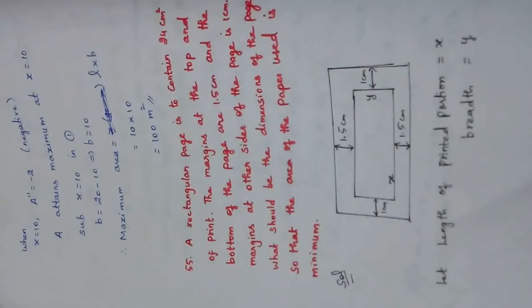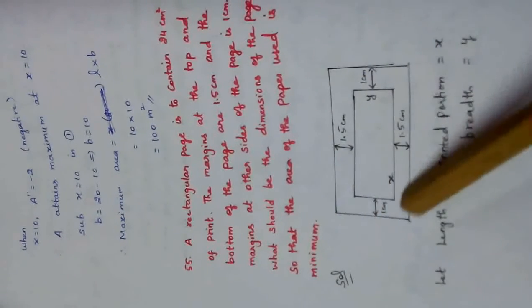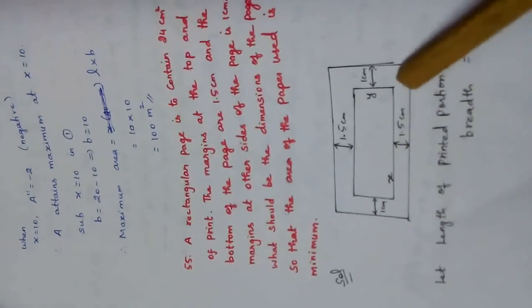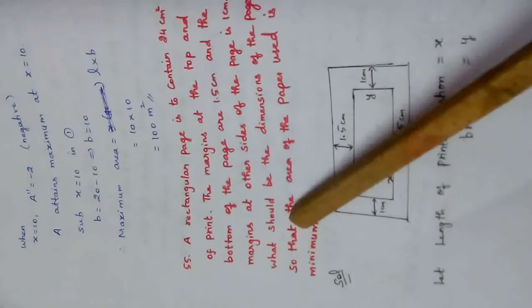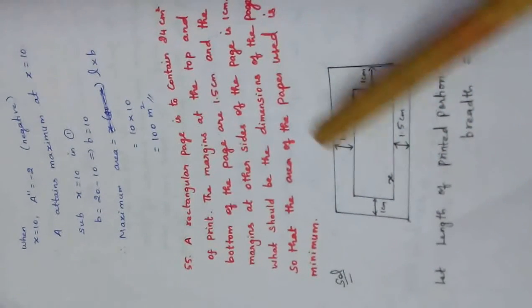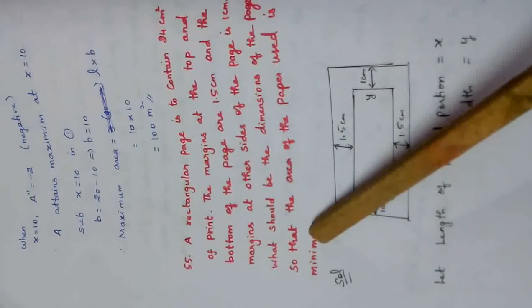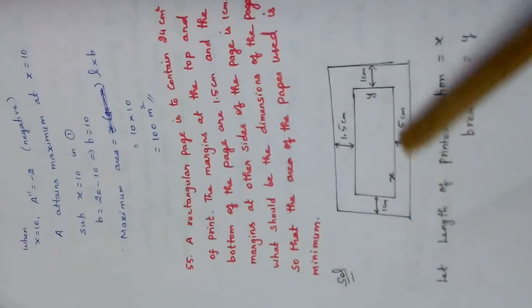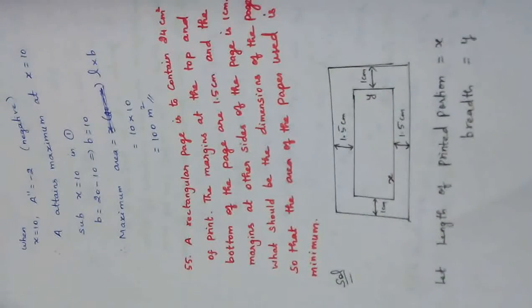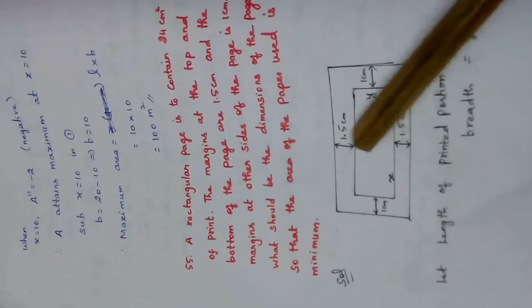What is the question now? What should be the dimensions of the page? This is the page. What is the dimension? What is the length of the page? What is the breadth of the page? That is the question, so that the area of the paper used is minimum. Keep this in your mind. Area to be minimum, we need to find the dimensions of the paper. Shall we move to the answer now? This is the diagram which I have explained.